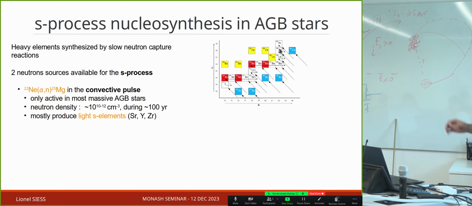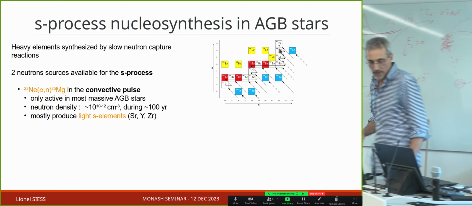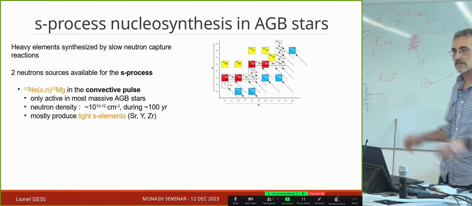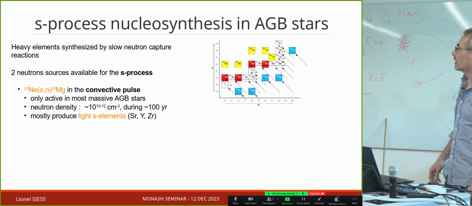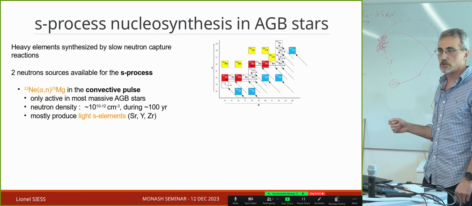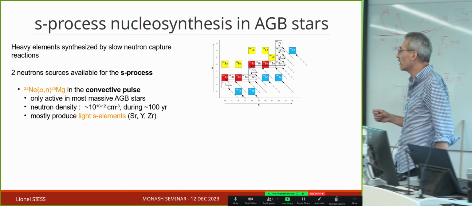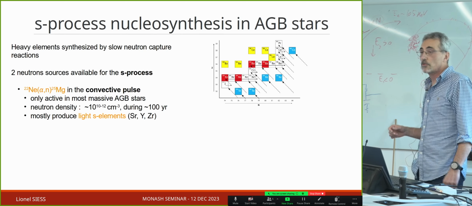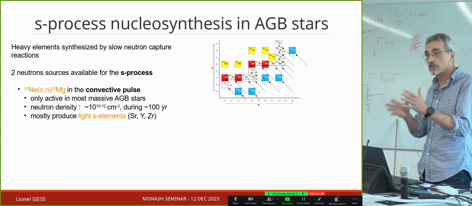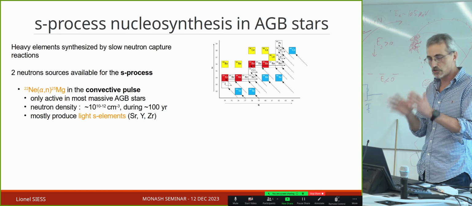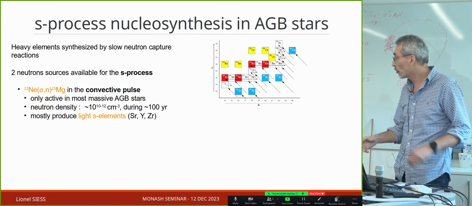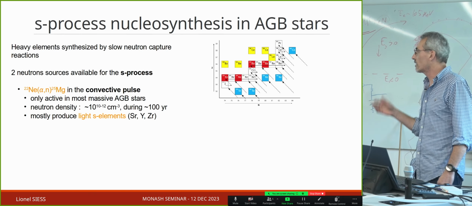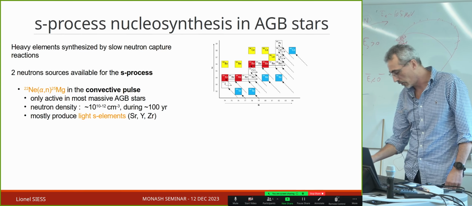In AGB stars, there are 2 main neutron sources for the s process. The first one I mentioned is the neon-22 alpha n reaction that takes place in the convective pulse. This one is characterized by the fact that it requires high temperatures, typically above 350 million degrees. Neutron densities are typically of the order of 10 to the 10, 10 to the 12 per cubic centimeter, and a pulse lasts about 100 years. So it's short duration. Because these neutrons are released in the convective zone, it mostly produces light s elements like strontium, yttrium, or zirconium.